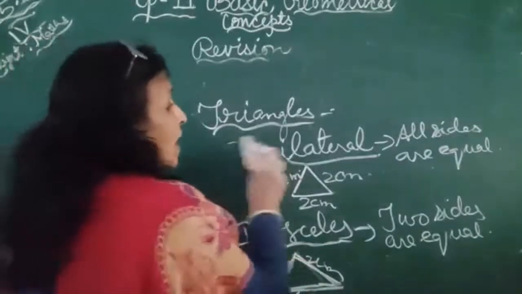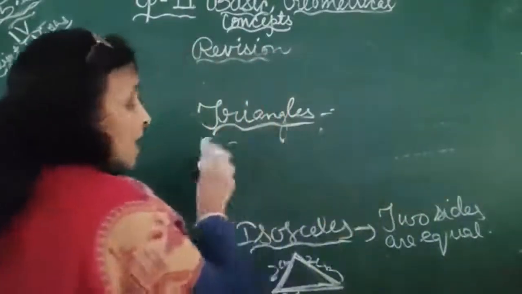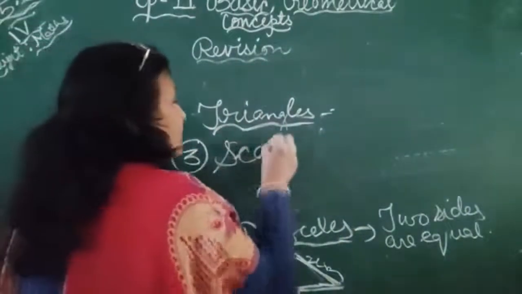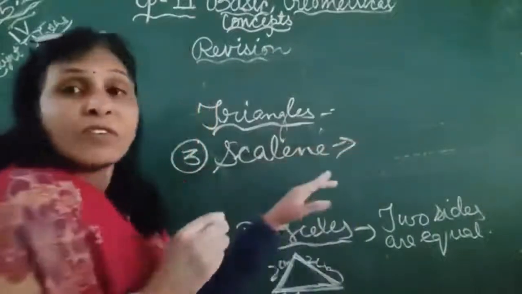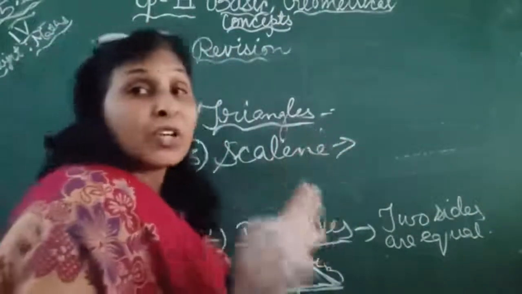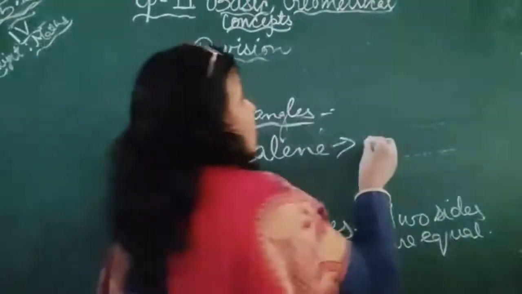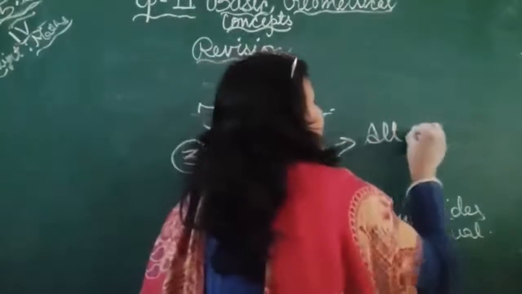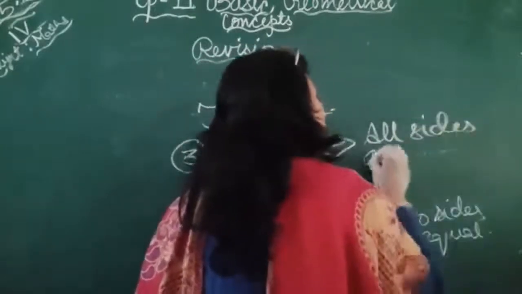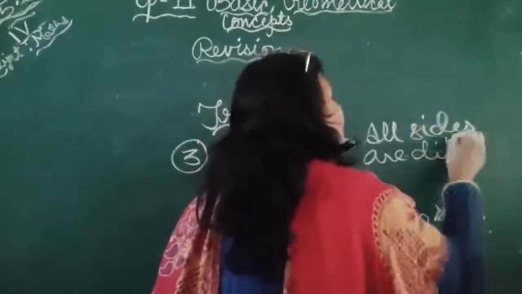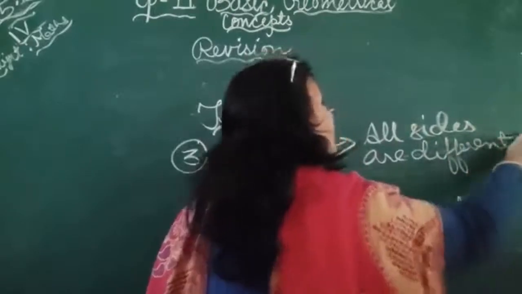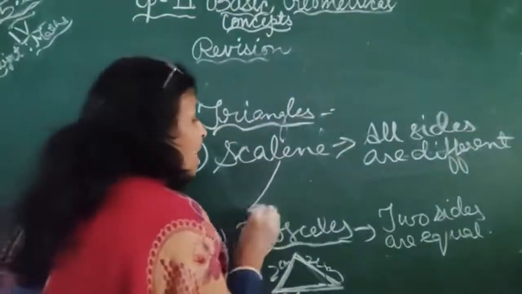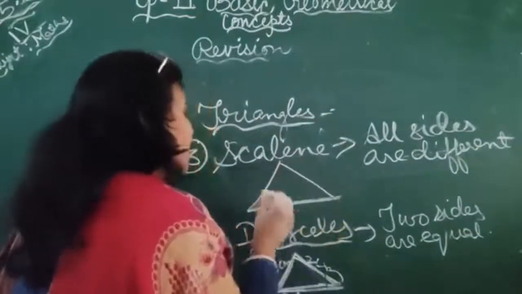Now the third triangle, that is the scalene triangle. In scalene triangle, all 3 sides are different. No sides are equal. All sides are different. इसकी तीनों की sides अलग होती है. That is a scalene triangle. ये एक ट्रायंगल है जिसकी तीनों ही sides different है.